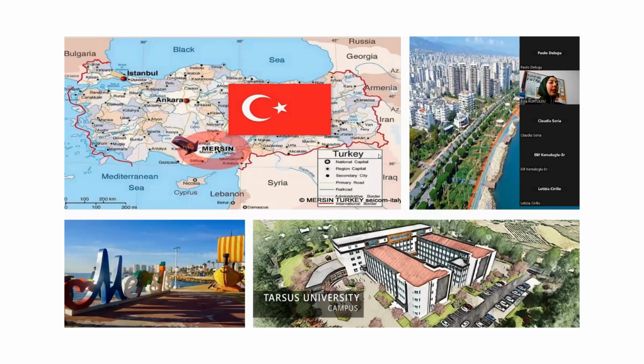Okay. So I would like to introduce myself real quick. My name is Esra Kurtuldu and I am from Turkey. I live in Mersin. You can see it on the map. So it is on the south of Turkey. And I work at Tarsus University. I'm a lecturer and also the assistant director at the School of Foreign Languages. And I teach English to prep school students.